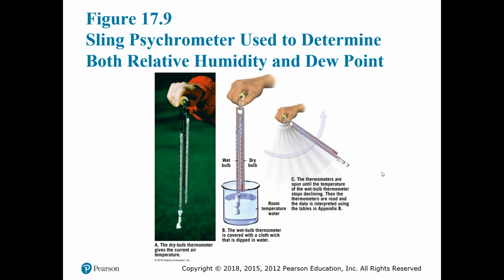It gives you a little image in your book about dipping the wet bulb and then swinging around the thermometer. Just be careful of your surroundings. Make sure it's not near your desk or anything that's going to break the bulbs there. And that is it for 17.1 and 17.2.